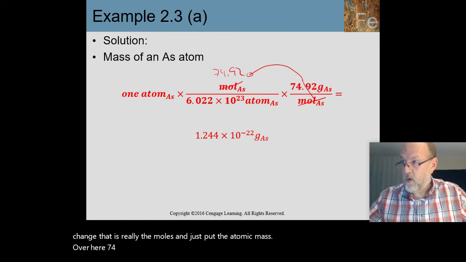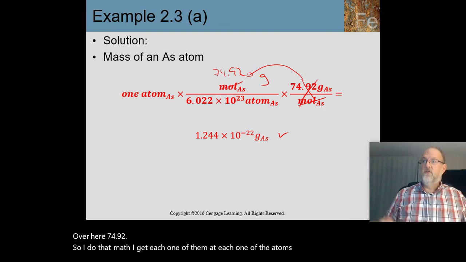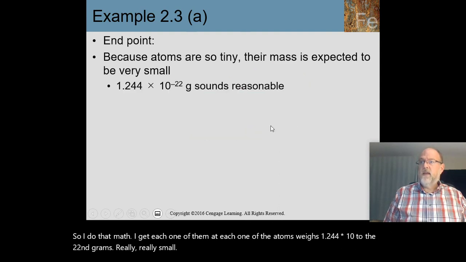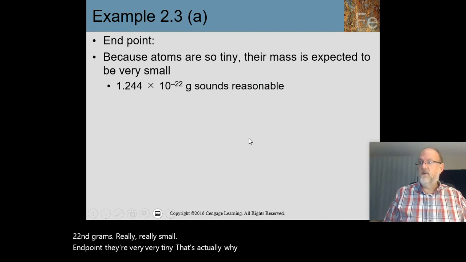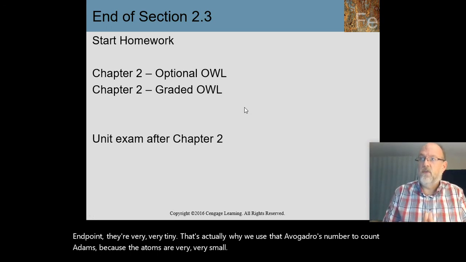74.92 grams. So I do that math. I get that each one of the atoms weighs 1.244 times 10 to the 22nd grams. Really, really small. Endpoint, they're very, very tiny. That's actually why we use Avogadro's number to count atoms, because the atoms are very, very small. Okay, so that's the end of section 2.3.